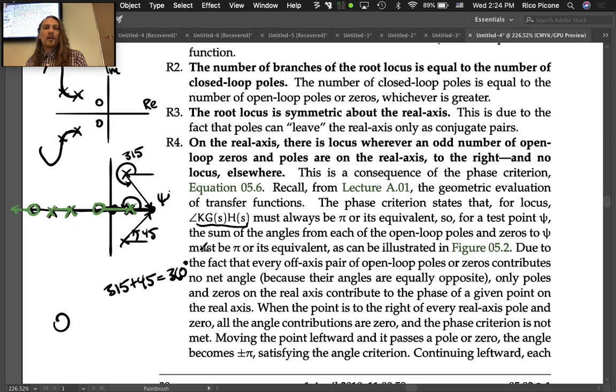So we've got this nice rule where on the real axis, all we have to do is start rightward of every pole or zero, start out saying no locus, and then move leftward, and as you cross over a pole or zero, you toggle to locus, and no locus, locus, no locus, locus, no locus, etc., until you get to the end. So it's a really easy rule to follow once you've understood the way to construct it from the angle or phase criterion.